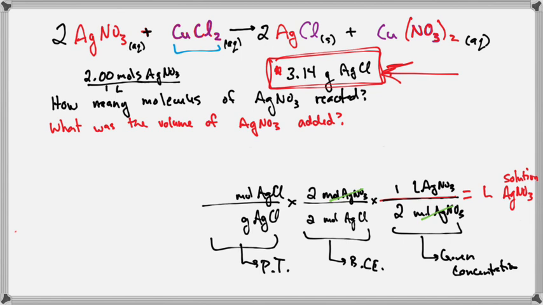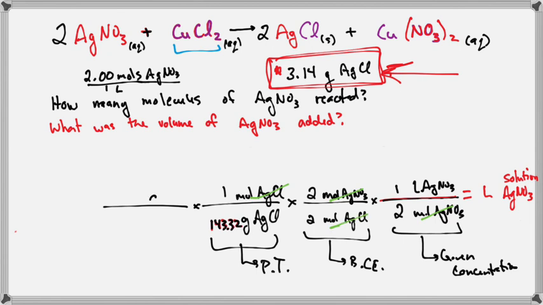You told me it already, 100 and something? 143.32. 143.32 grams, 1 mole. We're assuming that was done correctly. I trust the source, but you don't have to. Okay. What happens? The moles of silver chloride cancel.